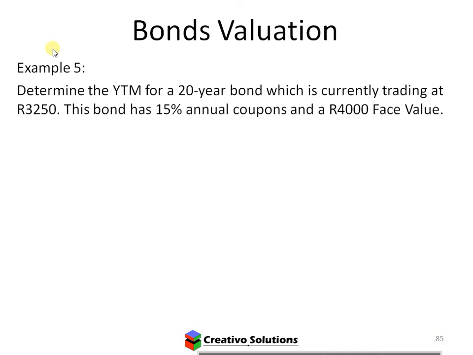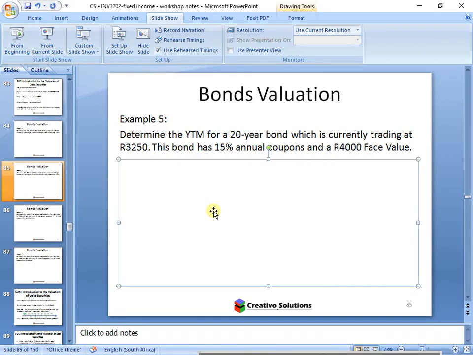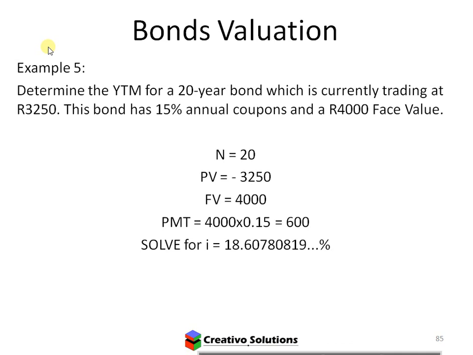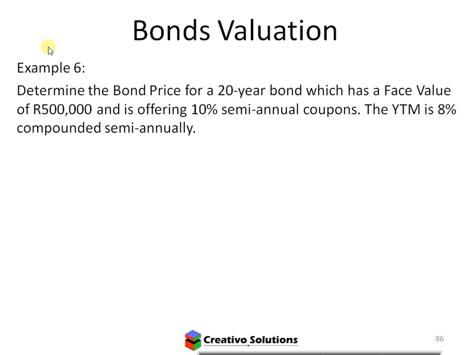So 18.60. I've got the solution here. Yes, 18.60, perfect. Good. Right, last two, number 6. What am I looking for here? Yes, PV, good. The bond price. So now you're going to be solving for PV, substituting in all the other variables.